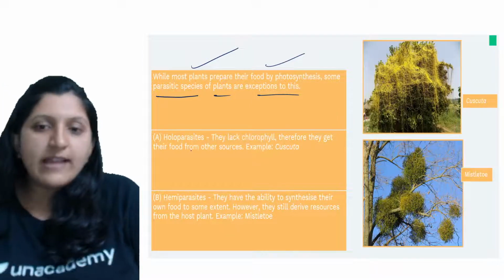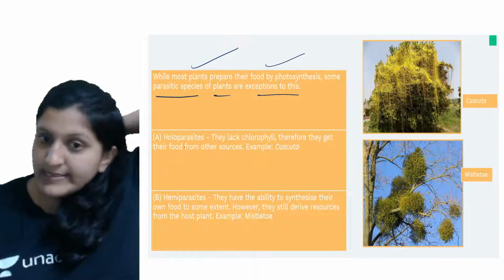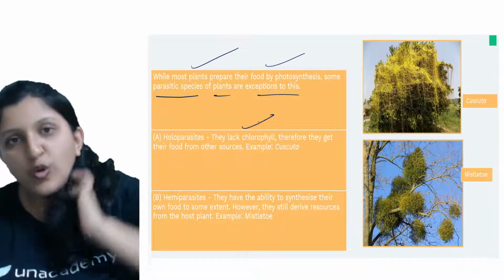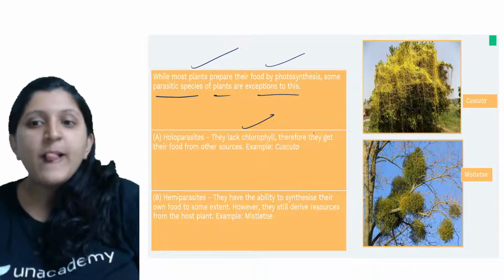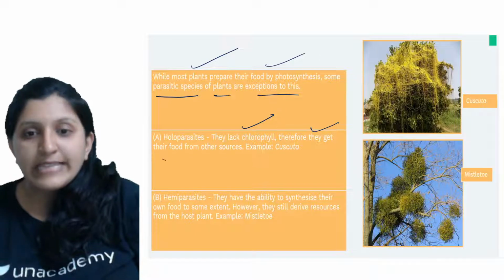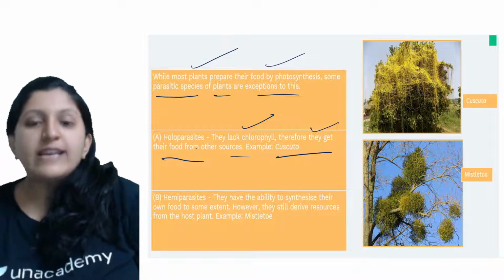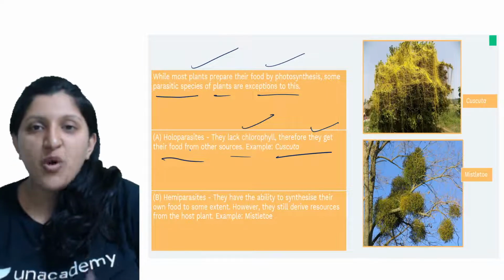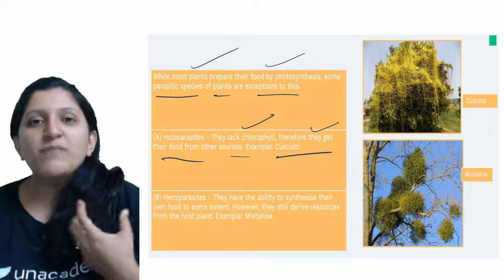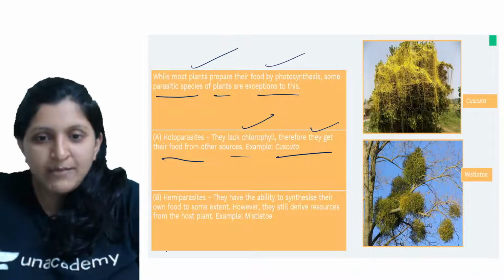So these are the examples. When we mention holoparasites, they lack chlorophyll. There is no chlorophyll, and therefore they get their food from other sources. So that is the Cuscuta, a parasite itself, which is drawing nourishment from the tree or the other plant.